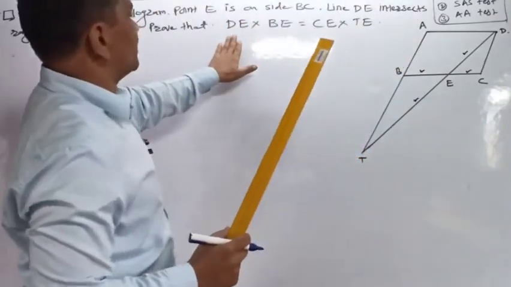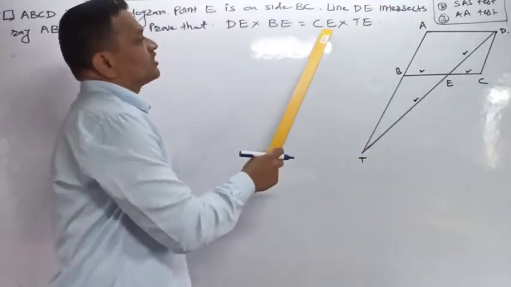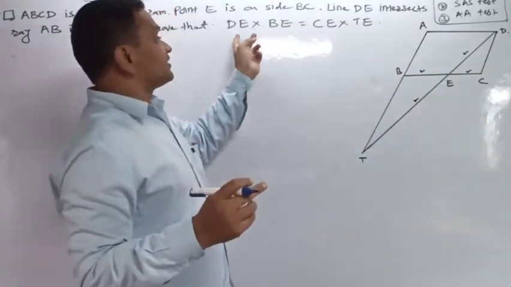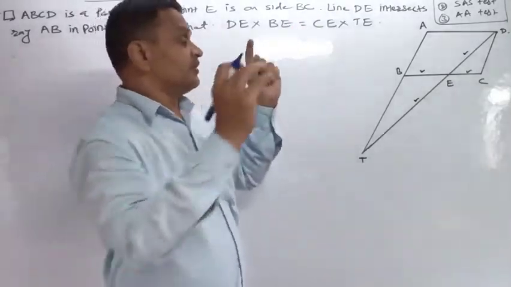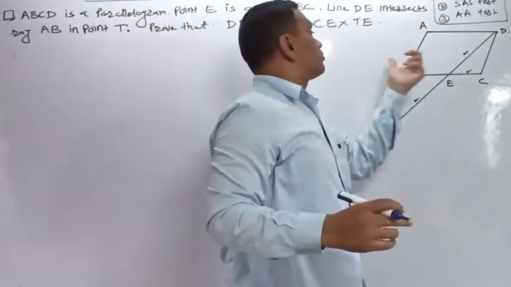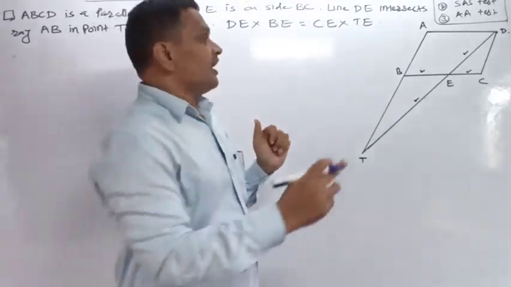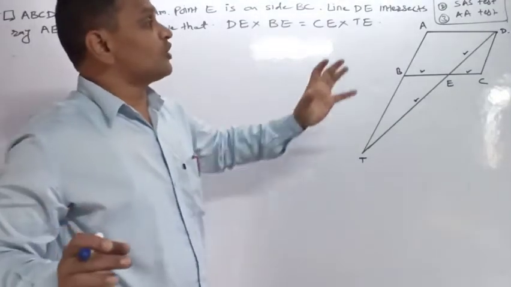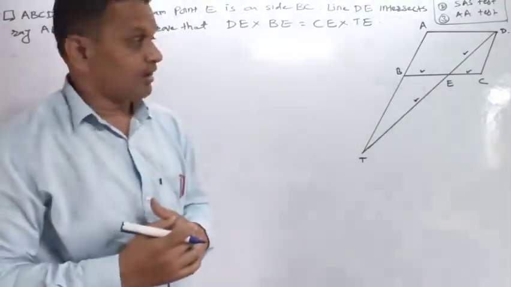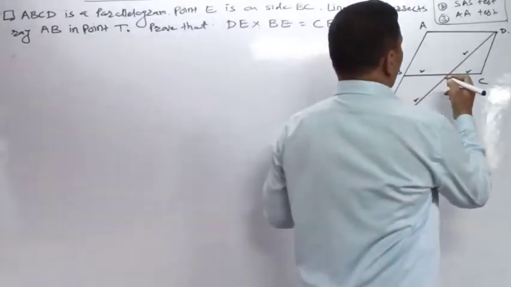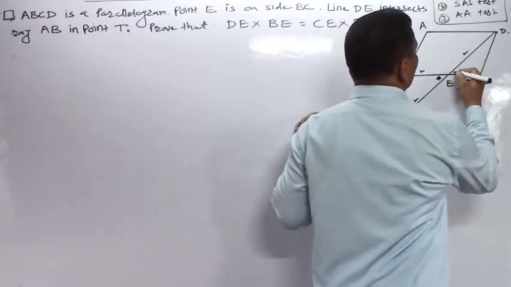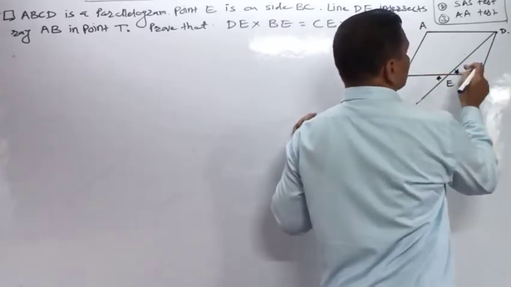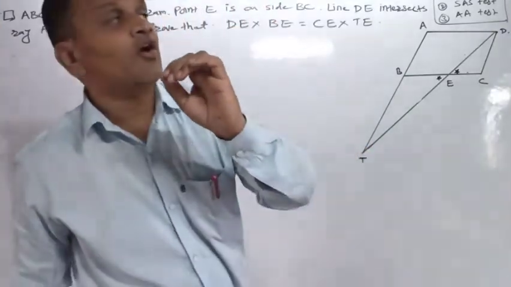To prove this, we must prove that these two triangles are similar. If we prove these two triangles are similar, then we can prove this. Now in triangle DEC and triangle BET, which test can we use to show they are similar? In triangle BET and triangle DEC, angle BET is congruent to angle CED, because they are vertically opposite angles.